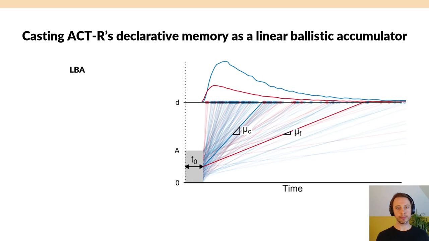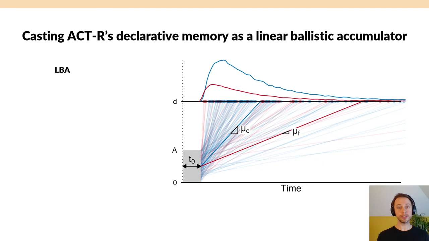So here's what that looks like. Let's say we're modeling a cued retrieval task in which you see a cue, retrieve a corresponding chunk from memory, and then respond with a button press. We can model this process using the linear ballistic accumulator. The LBA assumes that evidence for a memory chunk accumulates at a constant rate until it reaches a certain boundary, at which point the retrieval is done.